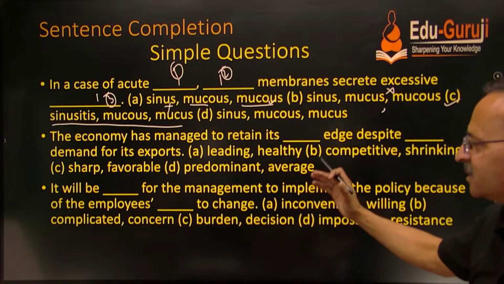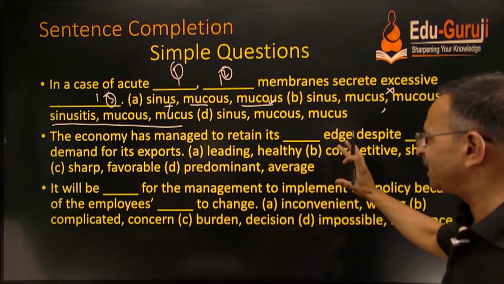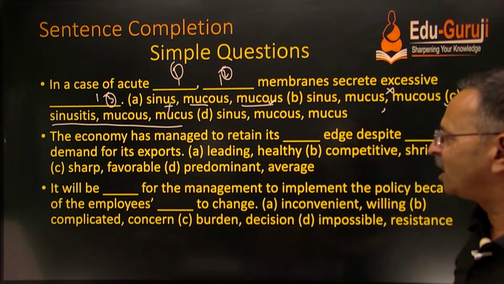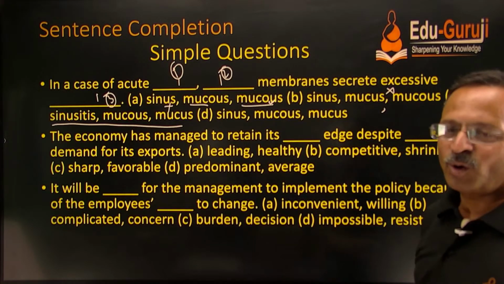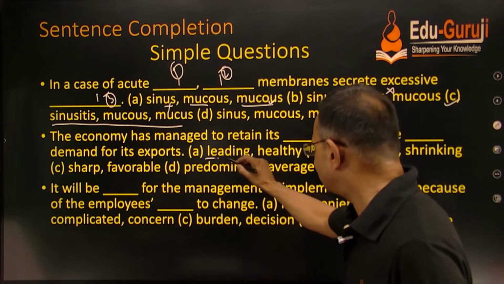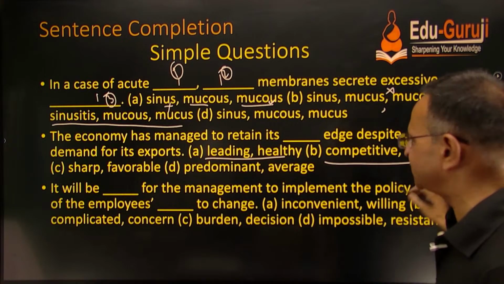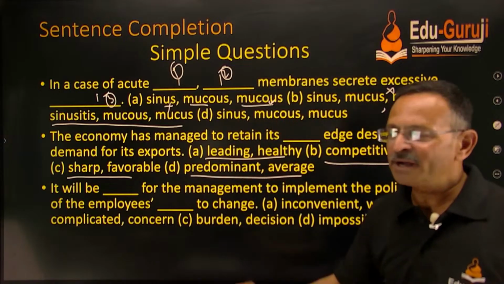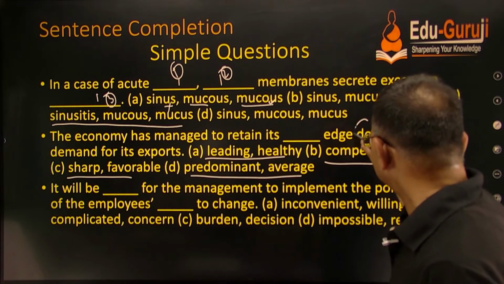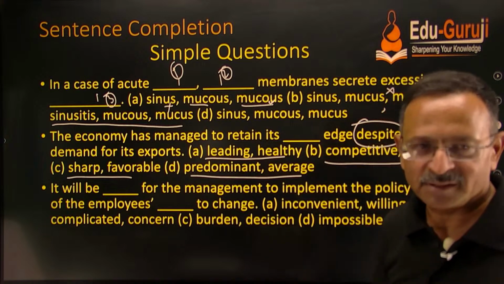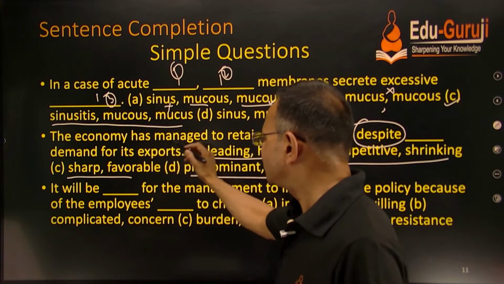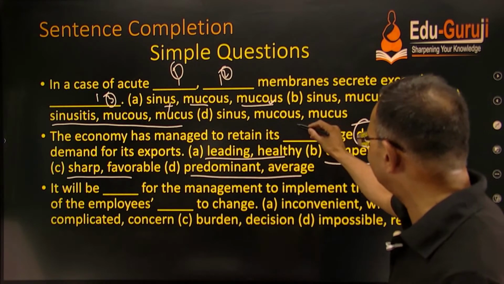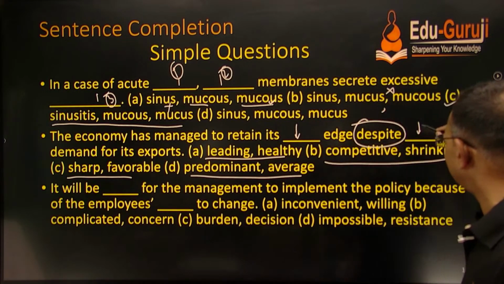Then the next one is: the economy has managed to retain its age despite demand for its exports. Now what are the options they have given? Leading, healthy, competitive, shrinking, sharp, favorable, predominant, average. Now if you look at the question, there is a negative word indicator, that is despite. So that means here, the economy has managed to retain its, right? We need a word which is positive and we need a word which is negative.